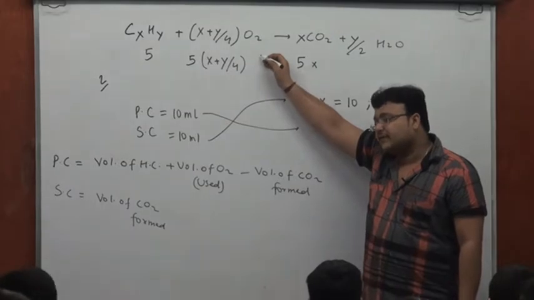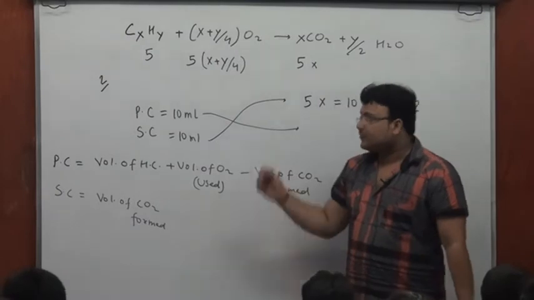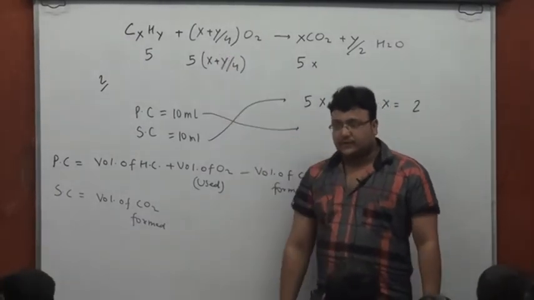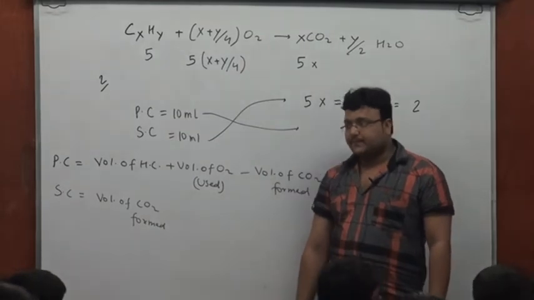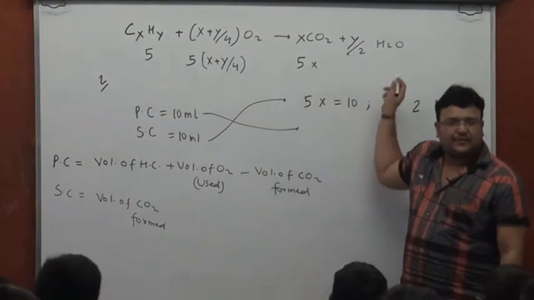Some of the oxygen is left. Oxygen you start with minus oxygen used is oxygen left. This is oxygen which is used in the process. 30 ml is what you start with. Now, first of all, secondary contraction is the volume of carbon dioxide.